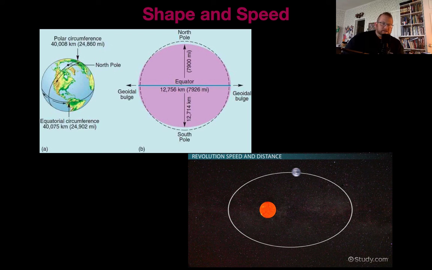So that's the shape. We talked about the shape, the Earth being squished a little bit, it bulging out at the equator, and that's because of the rotation of the Earth. And then the speed of the Earth as it goes around the sun in its revolution around the sun, it's at its fastest point when it's closest to the sun. I hope that clears things up.